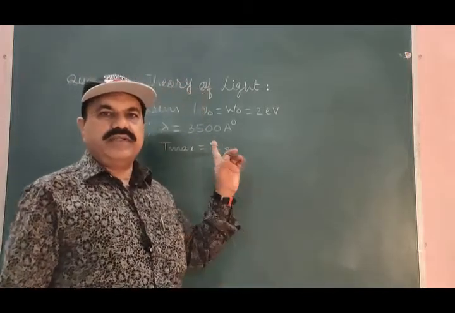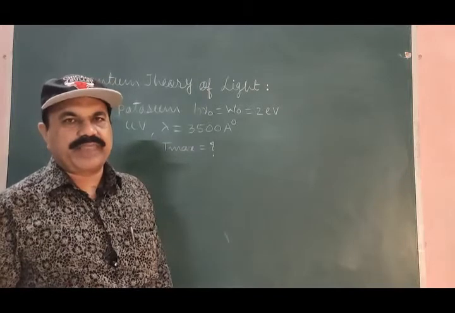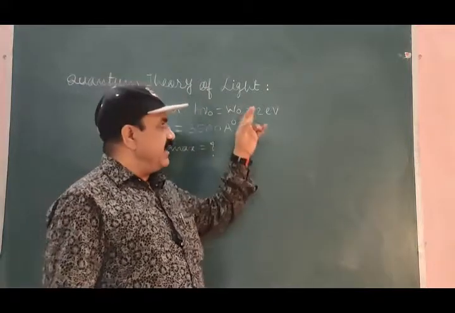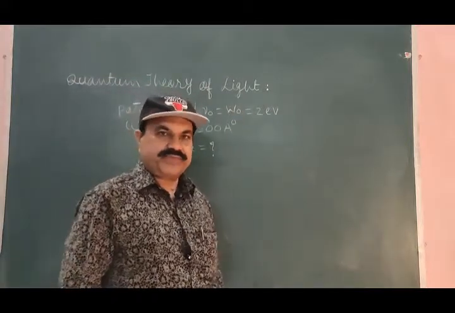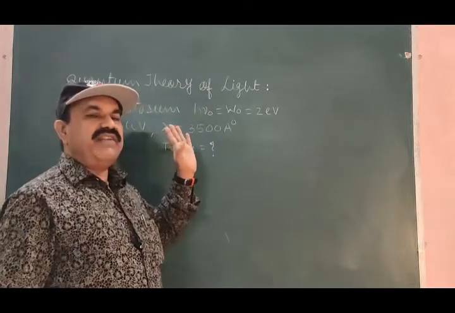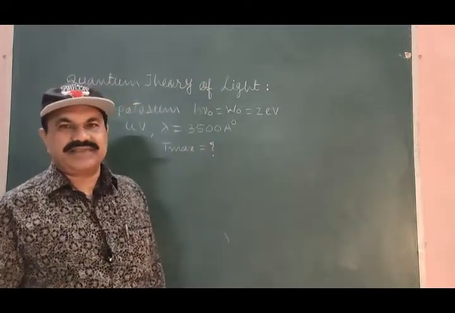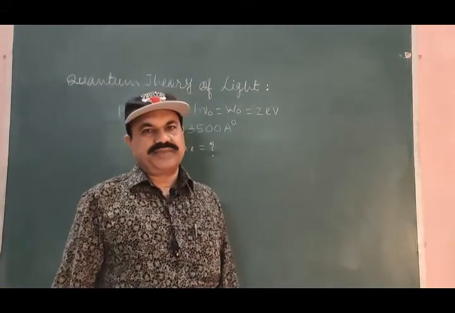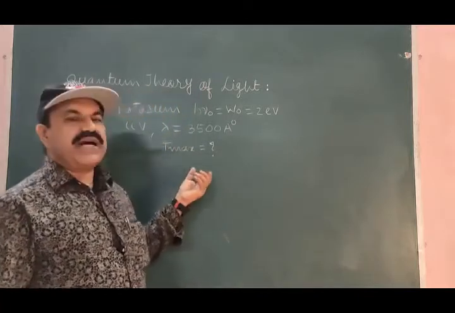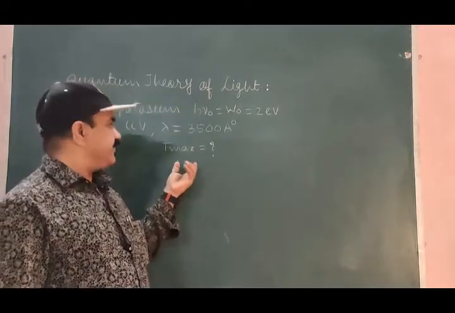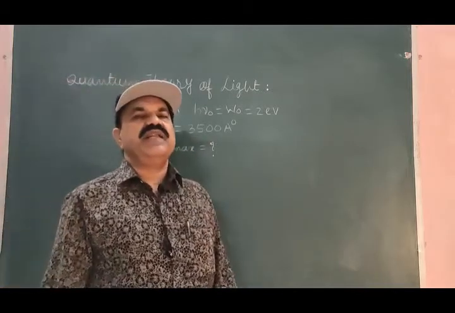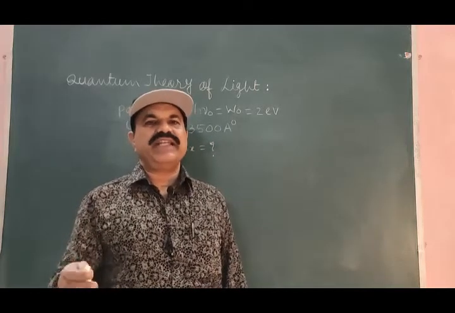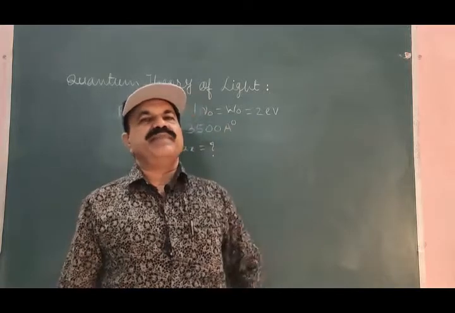You are given potassium metal surface. Work function of potassium metal surface is given. It is 2 electron volt. You are provided with ultraviolet light of wavelength 3500 angstrom, and you are asked to determine maximum kinetic energy of the electron emitted during the photoelectric effect from potassium metal surface.